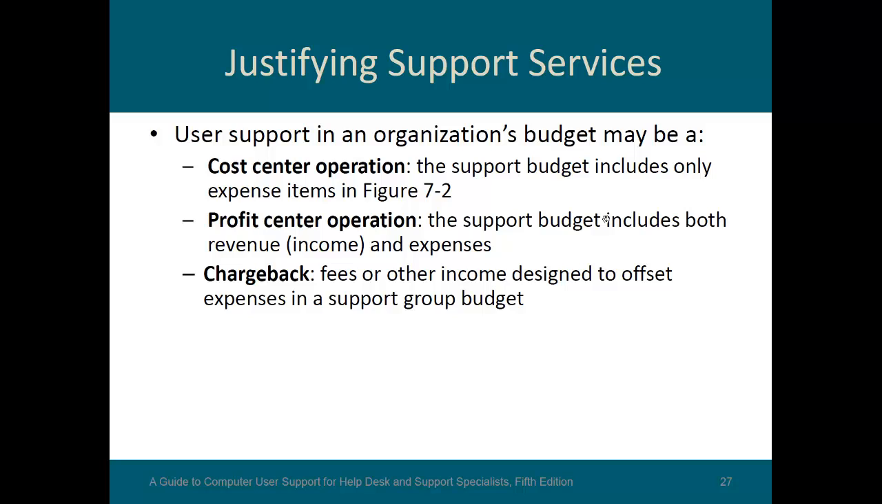User support in an organization's budget may be a cost center operation. The support budget includes only expense items. A profit center operation, the support budget includes both revenue, income, and expenses. Chargeback, fees, or other income designed to offset expenses in a support group budget. So in an office where the company makes money off of the help desk, you'll see a lot more people, and the criteria will be a lot higher.